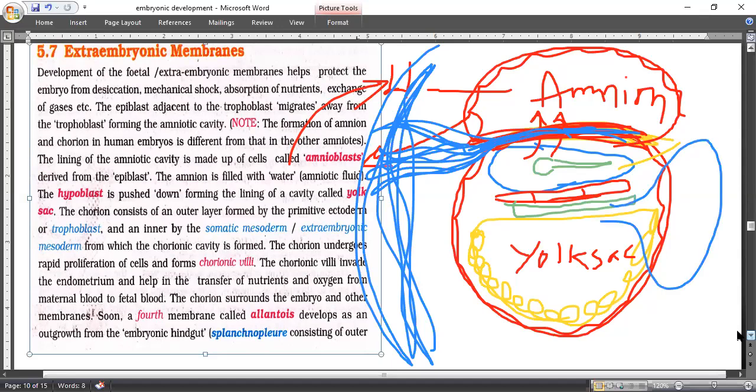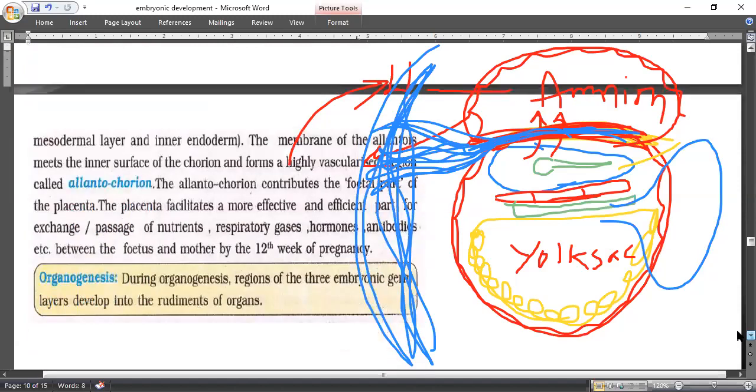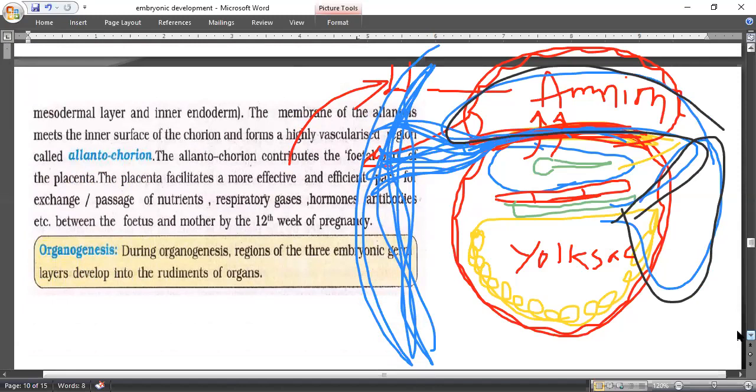The allantois develops as an outgrowth from the embryonic hindgut, splanchnopleure, consisting of an outer mesodermal layer and inner endoderm. So further I will give the conclusion. Slowly the membrane of the allantois meets the inner surface of the chorion. I should use black here to understand much better. This is the allantois. Soon it meets with the chorion, and so that forms the chorioallantoic placenta.